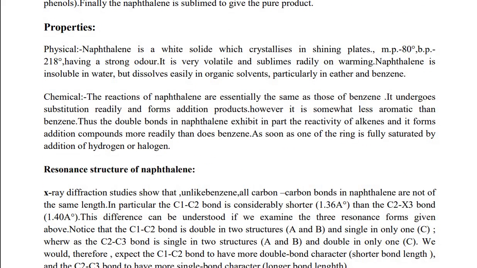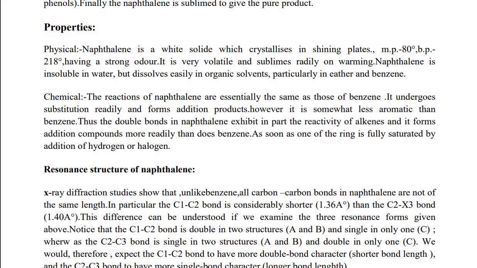Now, my friend, properties. Physical properties of naphthalene. Naphthalene is a white solid which crystallizes in shining plates, melting point 80 degrees Celsius, boiling point 218 degrees Celsius, having a strong odor. It is very volatile and sublimes readily on warming. Naphthalene is insoluble in water but dissolves easily in organic solvents, particularly in ether and benzene.